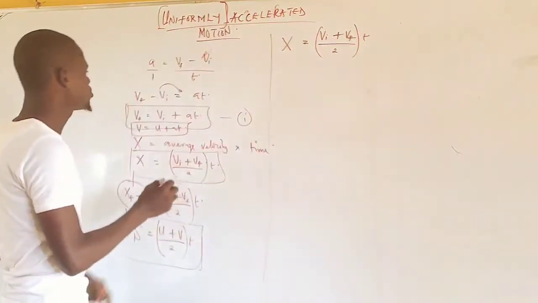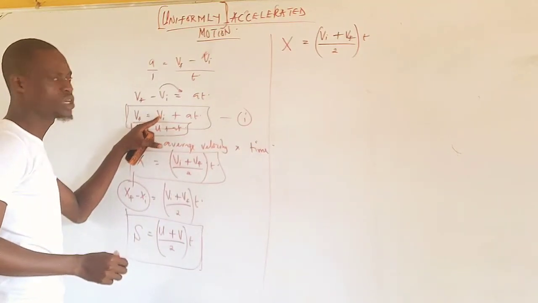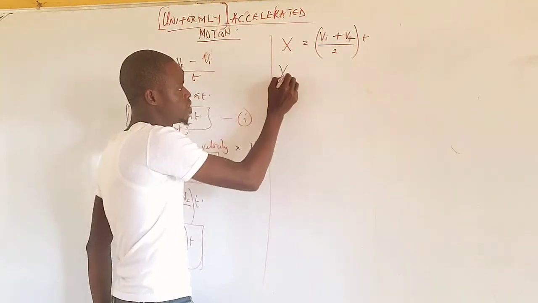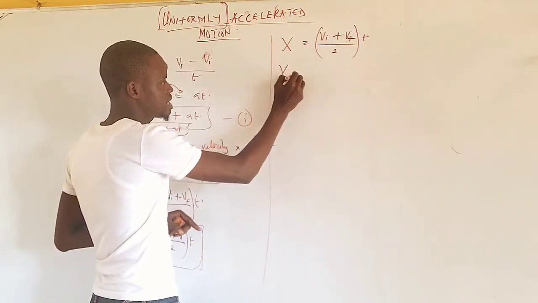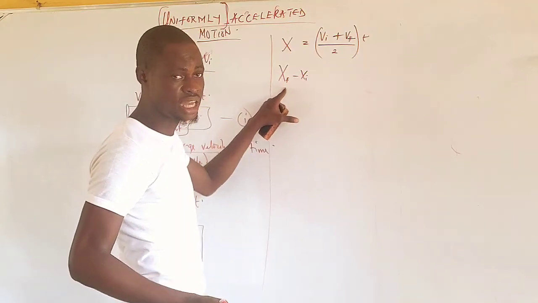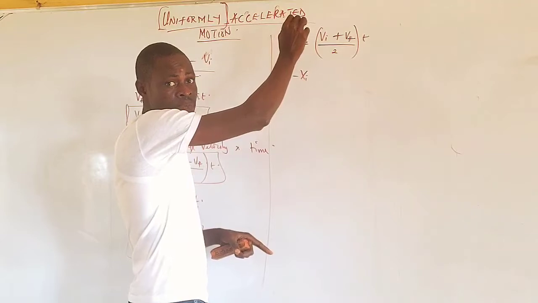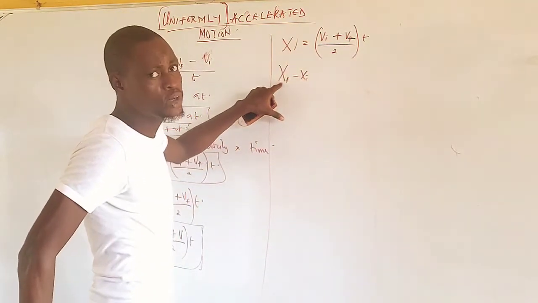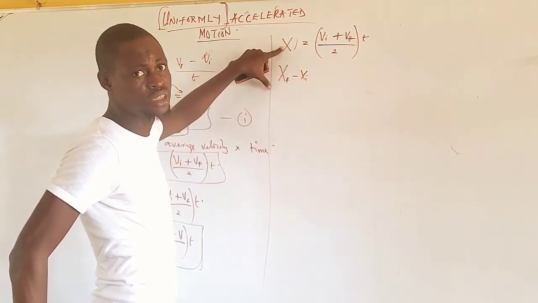Now, if I come to equation 1, my final velocity is equal to initial velocity plus acceleration times time. I can replace this. This is my x, sorry, I want to use this. My x is xf minus xi, final distance minus initial distance, which gives rise to displacement. Please note that. To get displacement, this is simply final position minus initial position.